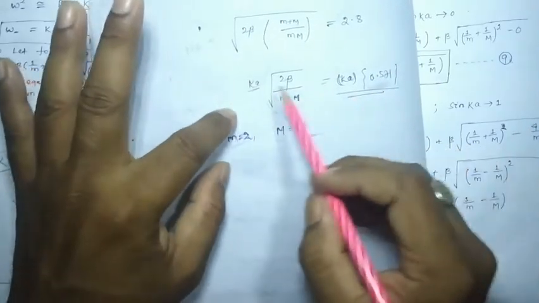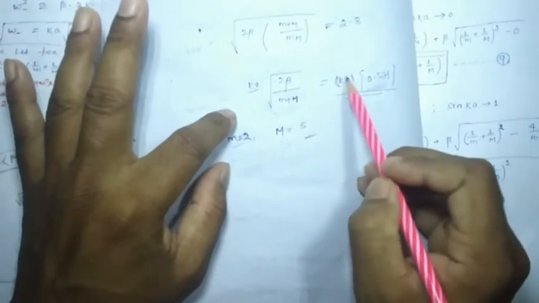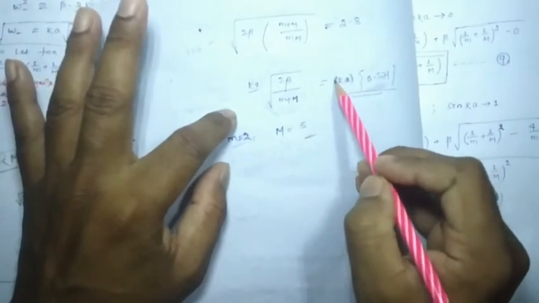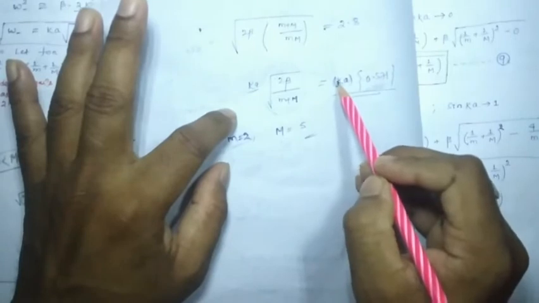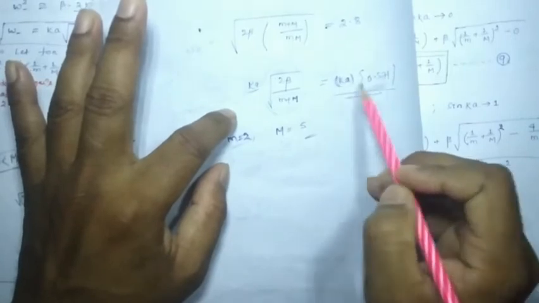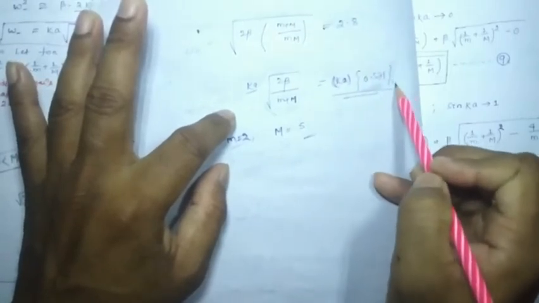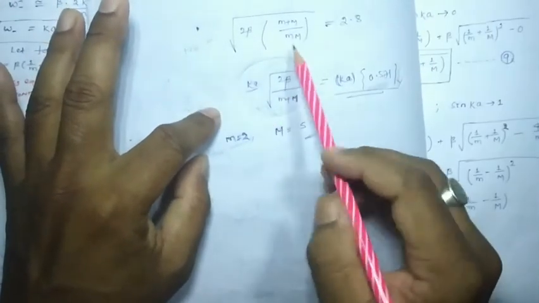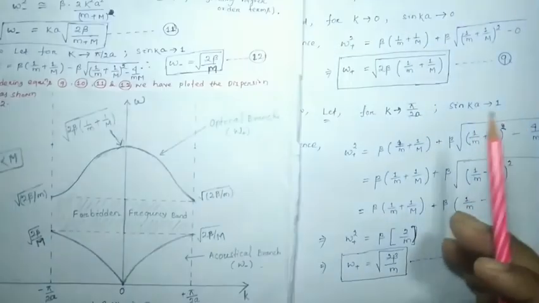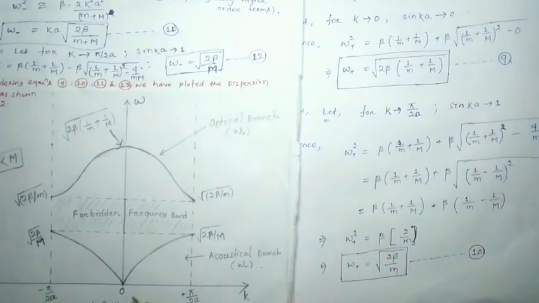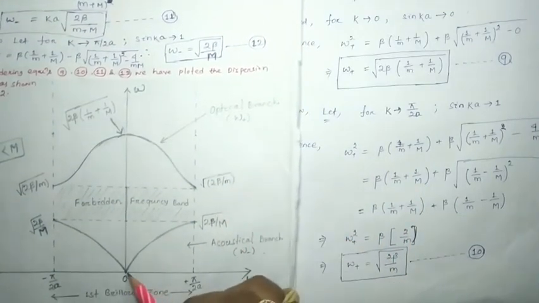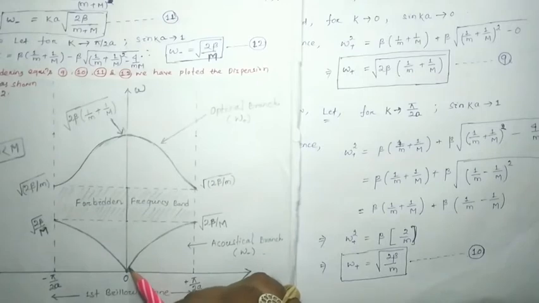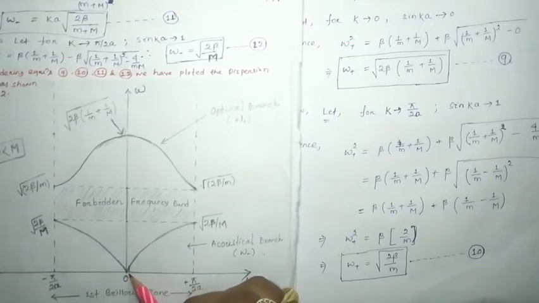Now, another term is multiplied, and this is very small. Here, if I consider k equal to 0 or tending to 0, this value will again decrease. Hence we found that this value is lesser than this value. So when k tends to 0, omega minus tends to 0, or you can say it is nearby this value.